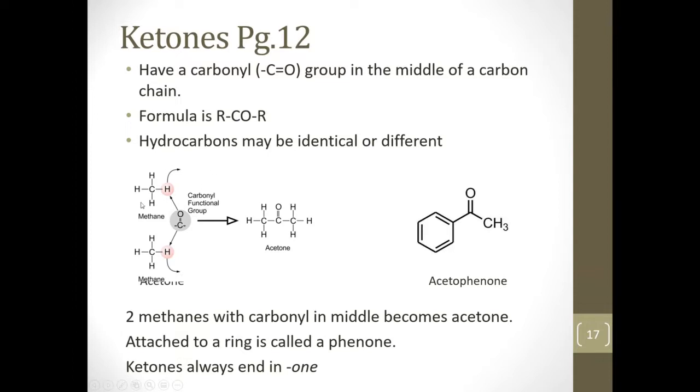different. So here we have a couple of methanes put on here, and we dump off one of these hydrogens, we get this carbonyl group stuck in the middle of the chain here, and it becomes acetone, something that we're very familiar with as a solvent. Again, when we attach it to a ring, it gets that phenyl prefix. In this case, it's called phenone. In this case, it's called acetone. The ketones always end in O-N-E, so ONE.